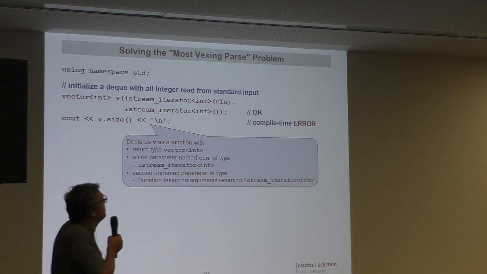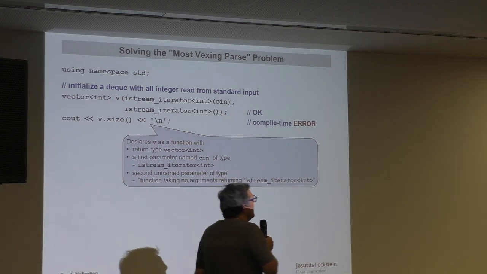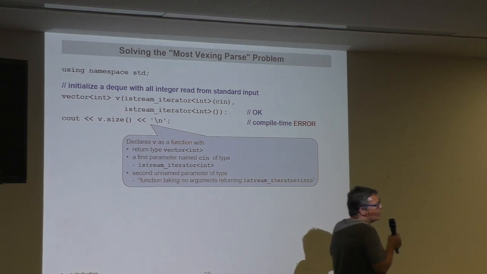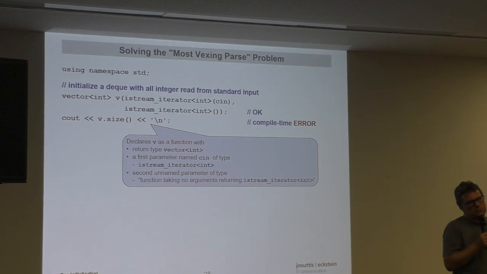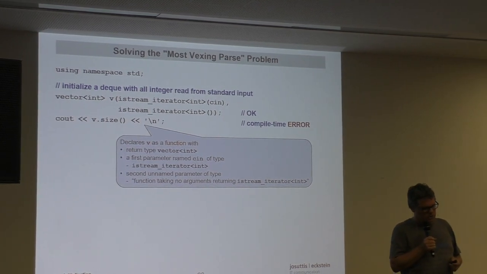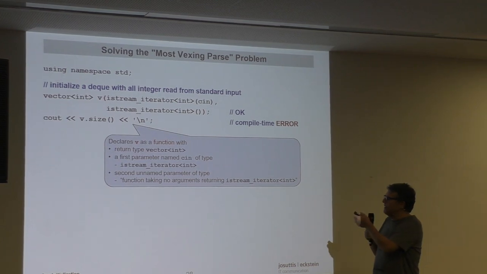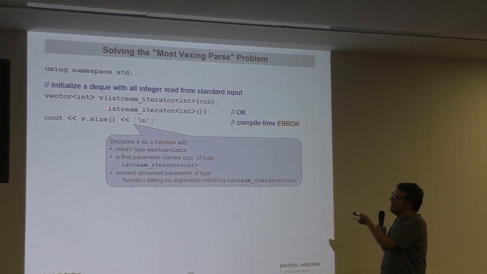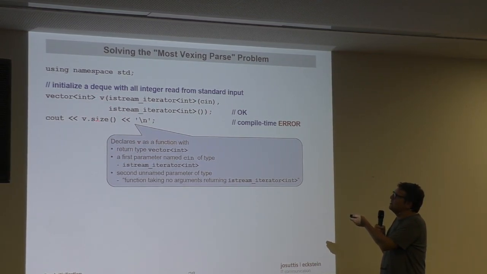That's what we call the most vexing parse problem, because in doubt, we consider this to be a declaration and not an expression. So I got crazy. I mean, this compiled, and here I got the error message because I was not allowed to call size for V.